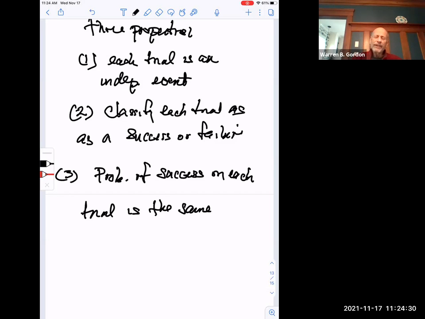I toss a coin, a fair coin. Every time I toss the coin, I either get a head or a tail, and they're independent events. I can call a head success. I can call a tail failure. And if it's a fair coin, the probability of success every time I toss a coin is a half. Or I toss a pair of dice. I can call success getting a sum of 6. Everything else can be failure. So those are two examples of a binomial distribution.